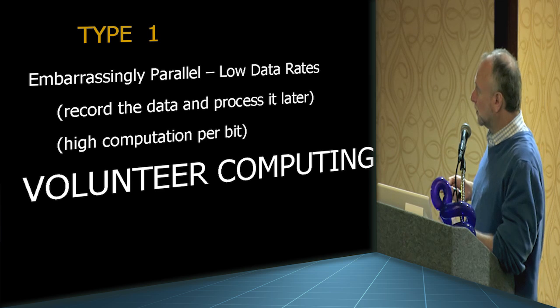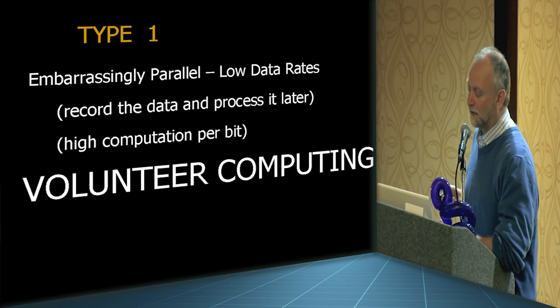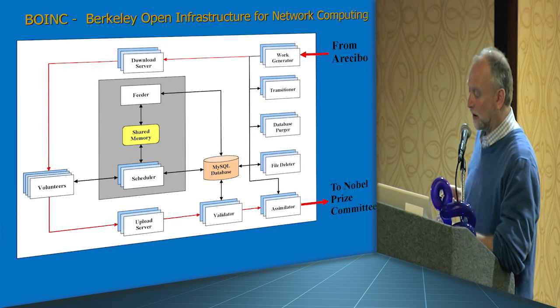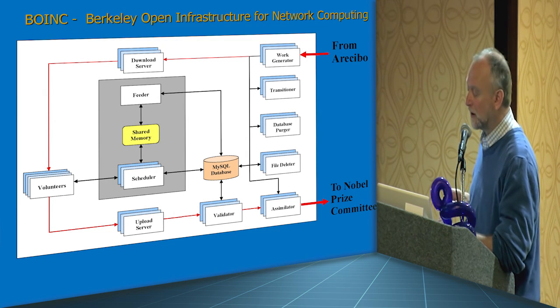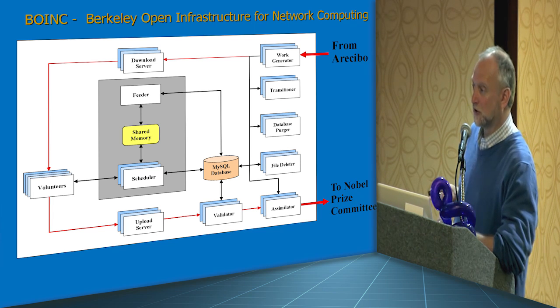So when you have very low data rates, then we record the data, and one of the things we've been working on, we developed an infrastructure for volunteer computing. It's called BOINC, Berkeley Open Infrastructure for Network Computing. And we take the data from the world's largest telescope, the Arecibo dish in Puerto Rico.